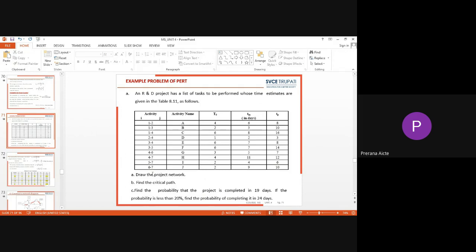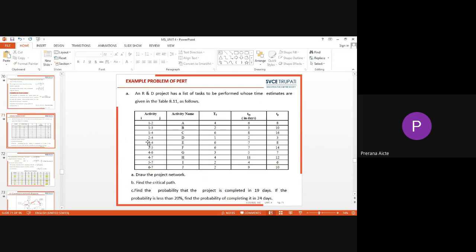That is the logical relationship. The activity 1 2 has the tail event 1, and the second activity 1 3 also has the tail event 1, and for the third activity the tail event is also 1. So simultaneously we have to start three activities, which can be further carried on with the next activities.